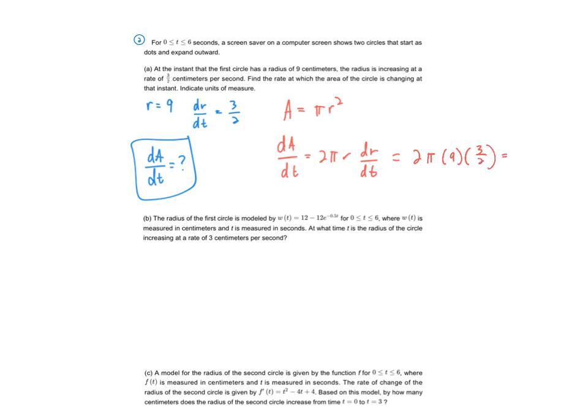And that is 27 pi. Okay, don't forget units. This will be square centimeters per second, since this is change in area, it's got to be square centimeters, and this is per second.